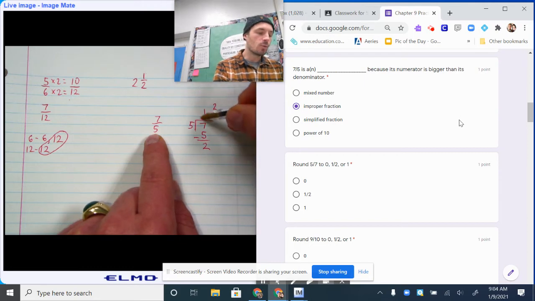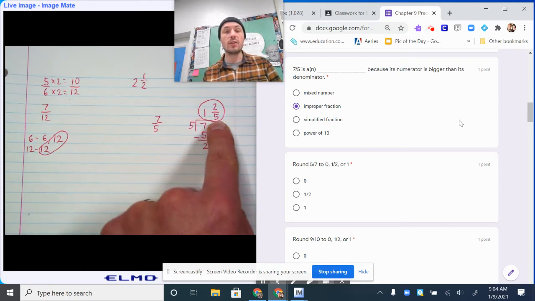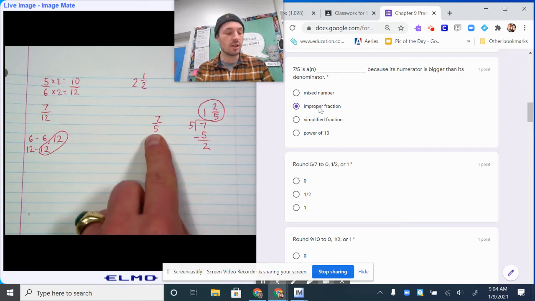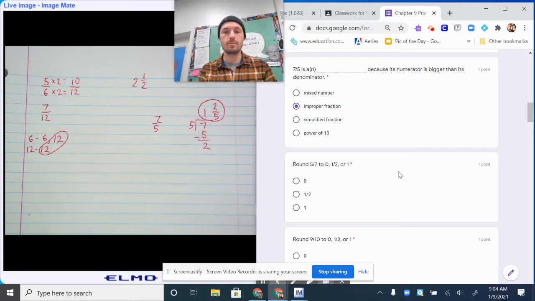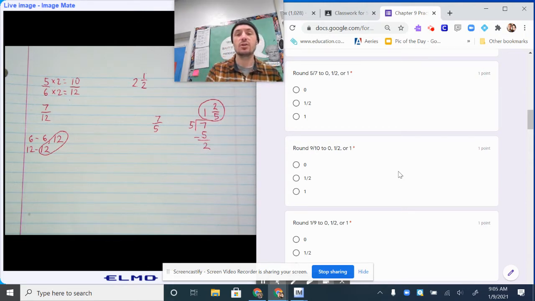And so the proper way to write 7/5 is 1 2/5. One whole and then a part, 2/5. That's called an improper fraction when it's written this way instead of this way. So really, an improper fraction is just a fraction that should be written as a mixed number or a whole number.